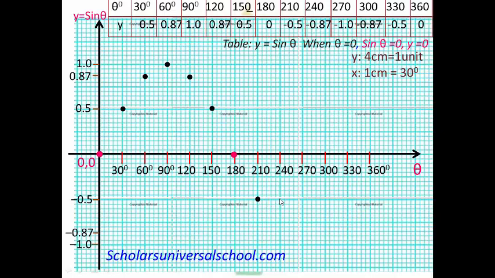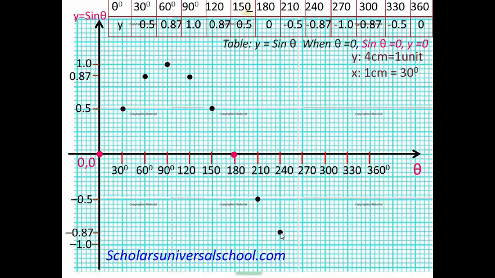We go to 240. If you go to 240, we have minus 0.87. Just trace it to where you have 240 here. So this is the point here. You can see the point here. So let us plot it.